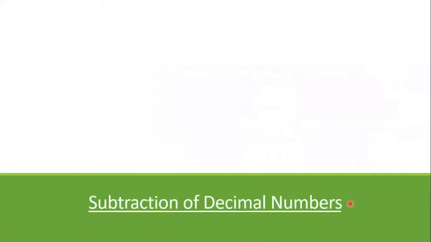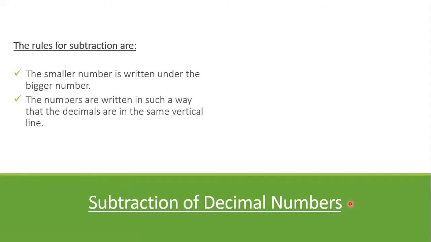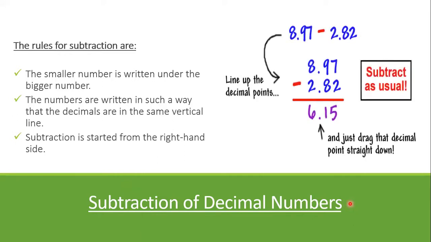Children, let us know how to subtract decimal numbers. The rules for subtraction are: the smaller number is written under the bigger number. The numbers are written in such a way that the decimals are in the same vertical line. Then subtraction is started from the right hand side. Let us see one example.